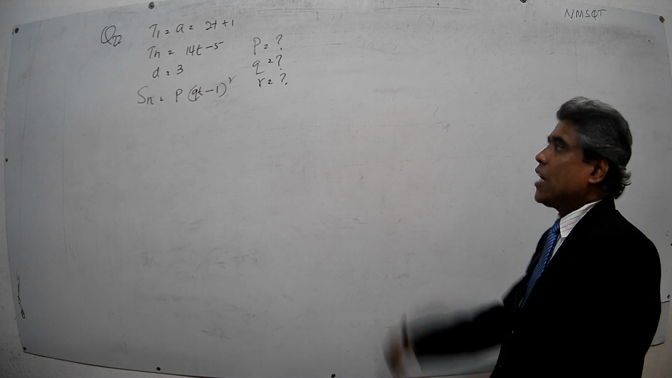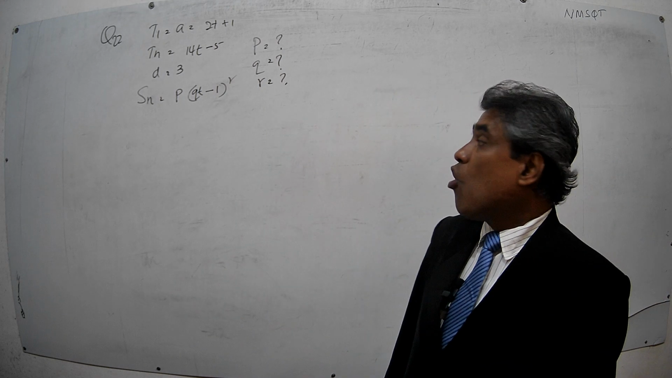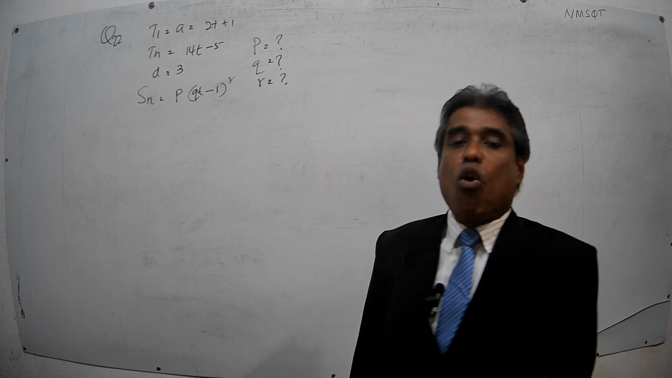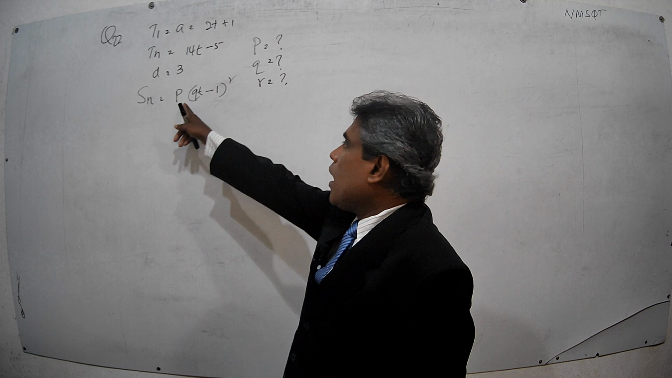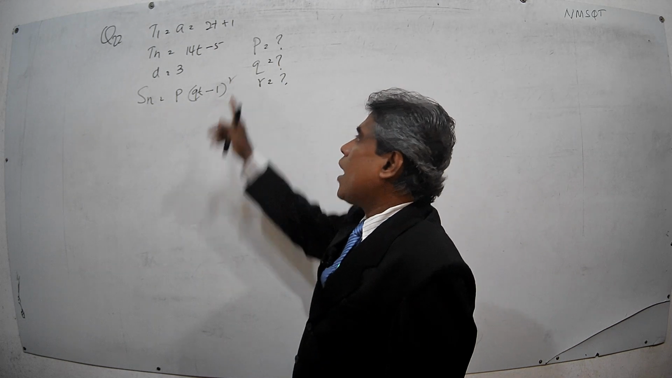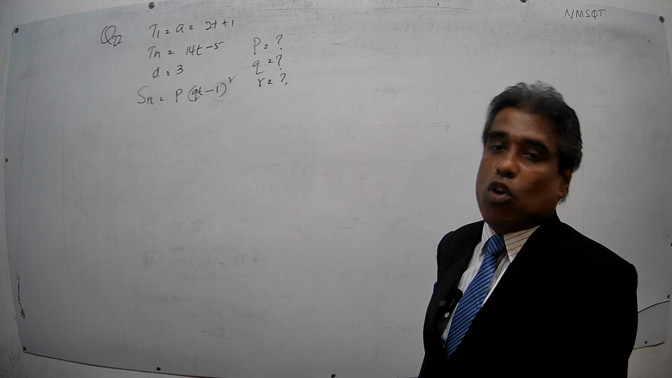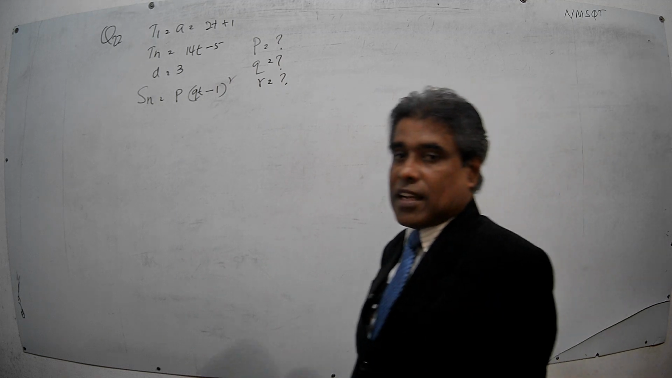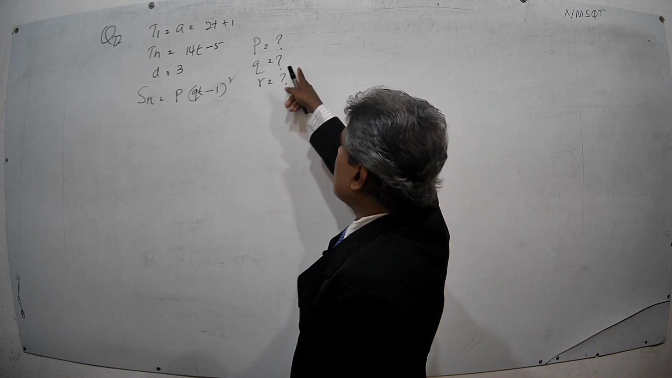Therefore, integers are negative or positive whole numbers, including 0. Then here they say p, q, r are integers. That means p, q, r must be whole numbers, negative or positive. We don't know them. That we have to find, right? Okay. Now we have to find the values of p, q, and r, right?